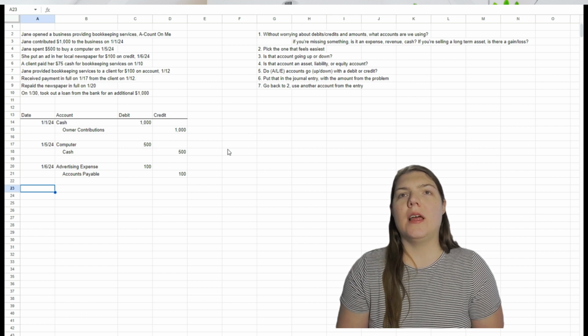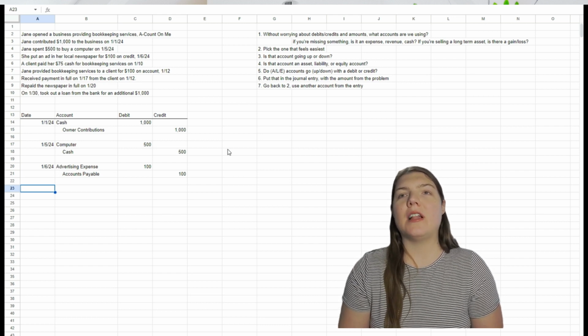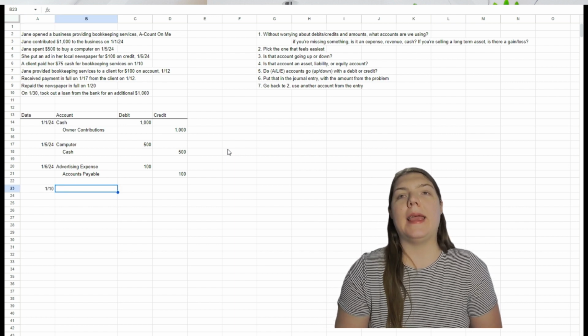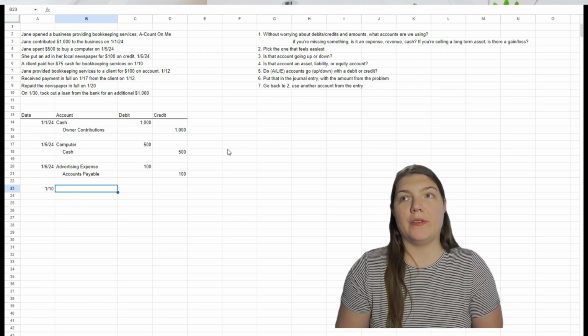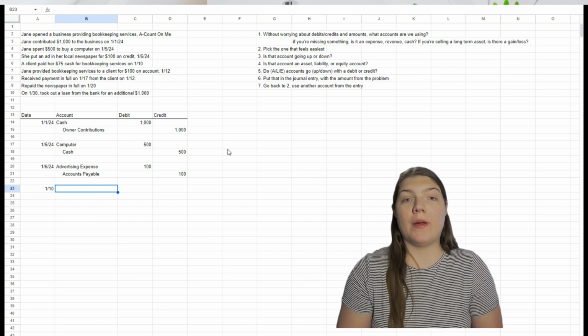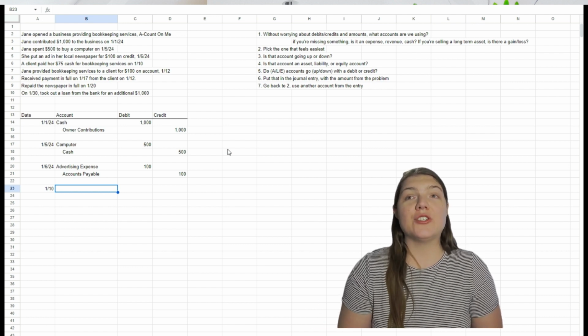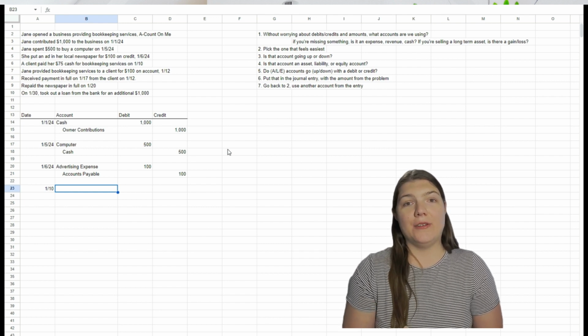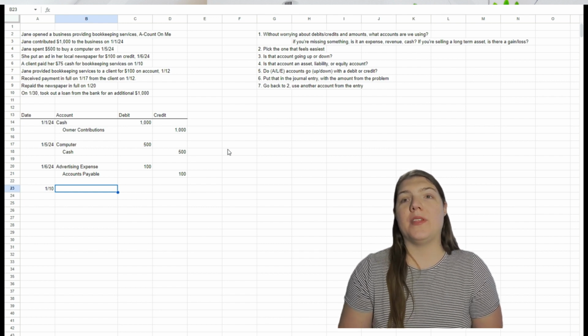Next question. A client paid her $75 cash for bookkeeping services on 1/10. So we put our date, 1/10. Okay. A client paid cash for bookkeeping services. So what accounts are we going to be using? There's cash, and then it's going to be service revenue for her bookkeeping services. Pick the one that feels easiest. It's cash. Cash is going up because someone's paying us. Cash is an asset account, and assets go up with a debit.